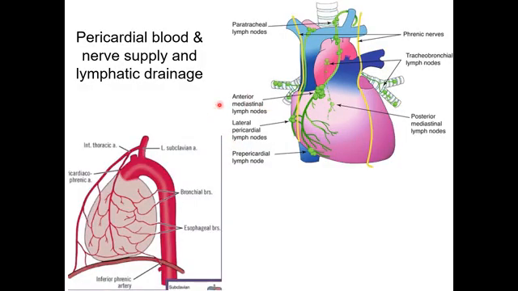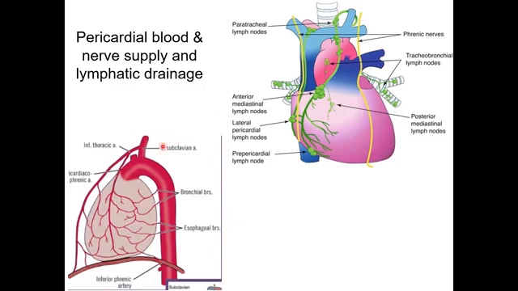Just like the pleura, the blood and nerve supply of the pericardium depends on which layer we are talking about. The visceral pericardium receives its blood and nerve supply from the heart itself. We said we consider it part of the heart, so we don't need to worry about it. Parietal pericardium and the fibrous pericardium depend on other vessels.